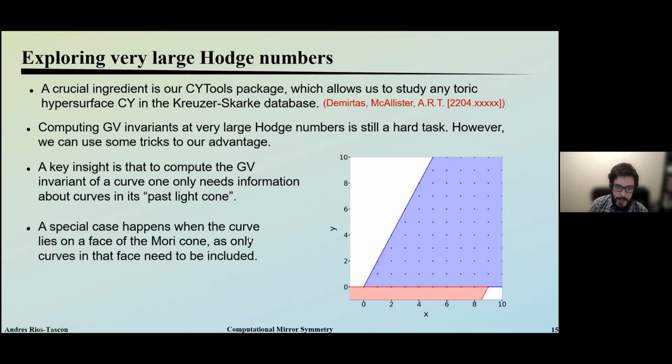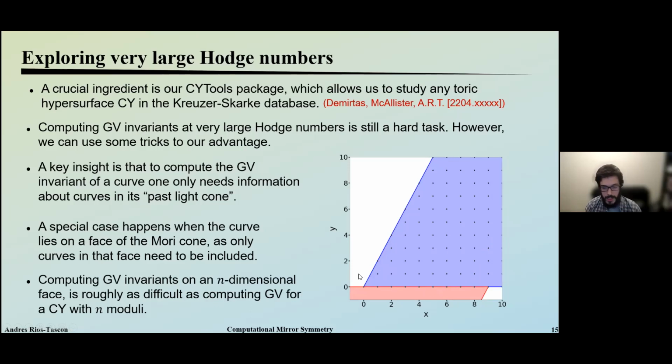A special case of this happens when the curve that you're interested in happens to lie on a face of the Mori cone, because in that case, you only need to consider curves on that face of the Mori cone. And a nice thing is that if you're computing GV invariants on an n-dimensional face, it is roughly as difficult as computing GV invariants for a Calabi-Yau with n moduli. So it gets much, much, much easier.